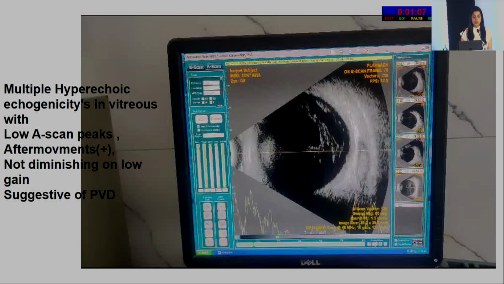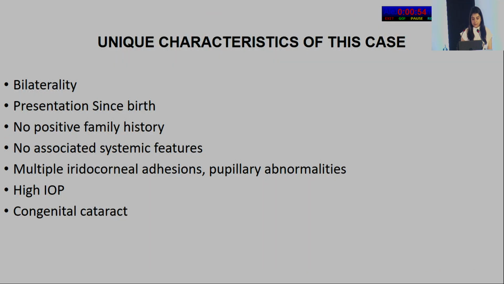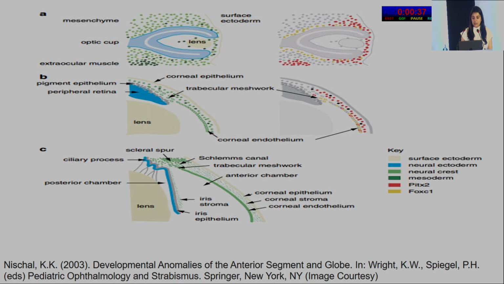So we had to go for a B scan, in which we saw multiple hyperechoic echogenicities in the vitreous with low A scan peaks after movements, and it was not diminishing on low gain, which was suggestive of PVD. So the unique characteristics in this case are that it is a bilateral presentation since birth. There is no associated family history or associated systemic features. There are multiple iridocorneal adhesions and pupillary abnormality. The pressures are high and the child has congenital cataract.